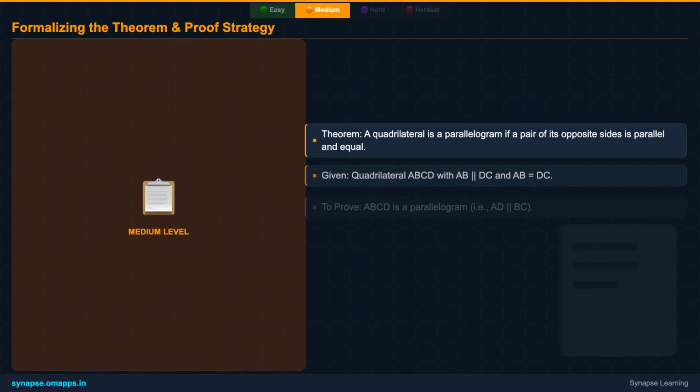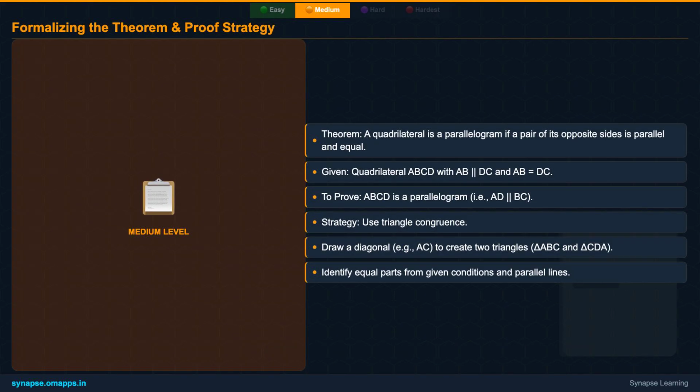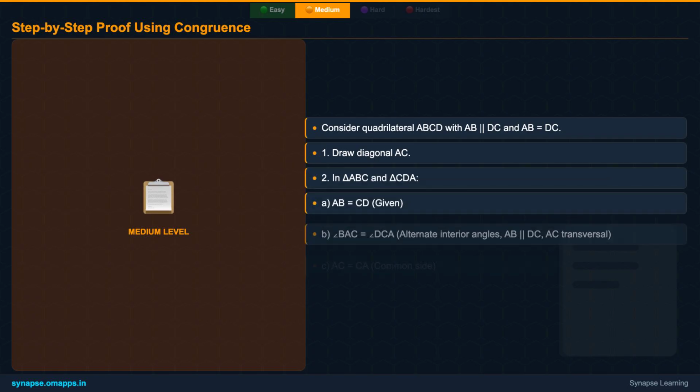At the medium level, we'll formalize our theorem: a quadrilateral is a parallelogram if a pair of its opposite sides is parallel and equal. If we have a quadrilateral ABCD where AB is parallel to DC and AB is equal to DC, our goal is to prove it's a parallelogram by showing that AD is also parallel to BC. Our strategy is to use the power of triangle congruence. By drawing a diagonal, we create 2 triangles, and then we'll use known facts about parallel lines and given conditions to prove these triangles are congruent. Let's dive into the step-by-step proof.